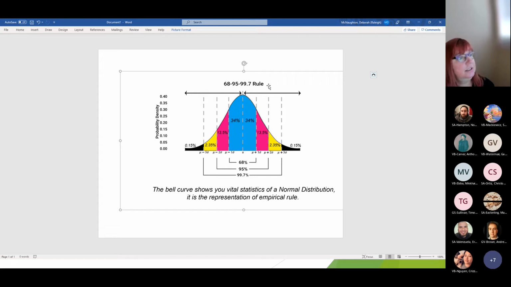So this rule is an approximation to the actual values under the curve for a bell-shaped curve or a normal distribution. Later on, next week, you're going to learn how to calculate the actual real values under the curve. But for now, this is just an approximation. So based on this, I can now figure out percentiles.